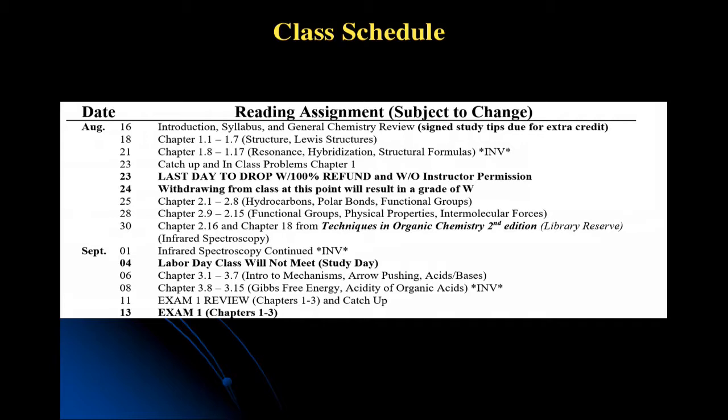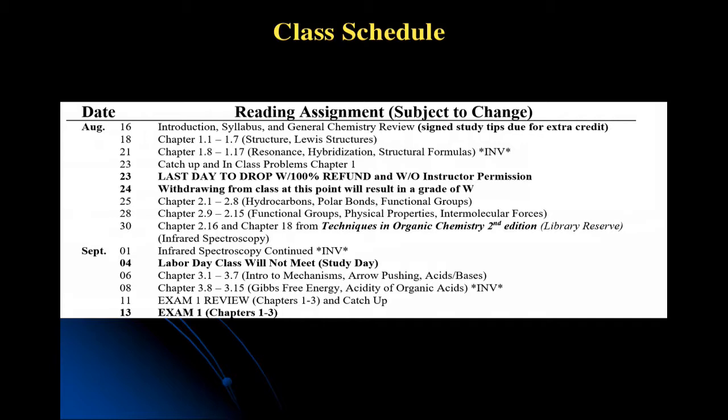On Friday the 18th, you will have a sub because I actually have to go to Washington, D.C., but you'll be talking about chapters 1.1 to 1.7, structure and Lewis structures, kind of a general chemistry review. Okay? I expect that you have read that. On the 23rd, that's the last day to drop and get a 100% refund without my permission. Anytime after that, withdrawing from the class will give you a W on your transcript.